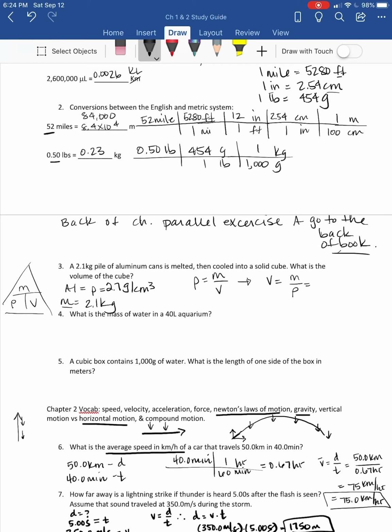All right, now there is an issue. Hopefully you found that this says kilograms and this says grams. So what do you need to do? I would convert the kilograms to grams. Okay, so you've got 1 kilogram is 1,000 grams. So take 2.1 times 1,000, which is going to give you 2,100 grams.